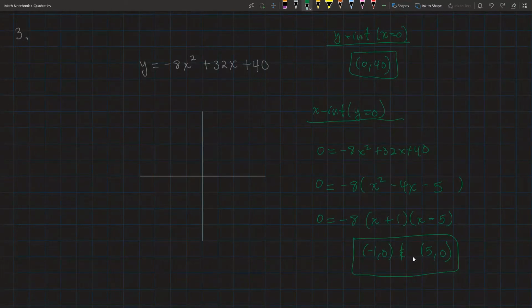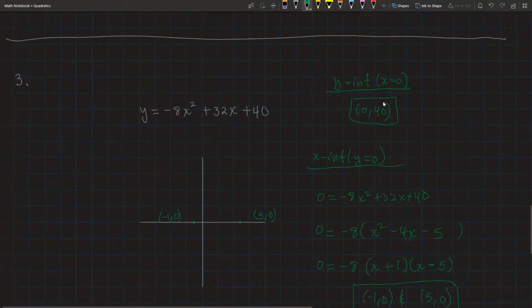So we have negative 1 and 5 comma 0. Well, that looks like 8, 5 comma 0, and -1 comma 0. All right, next.